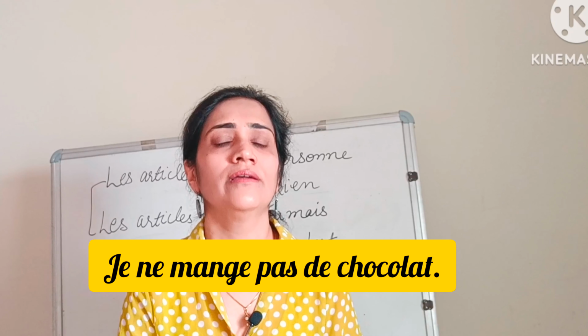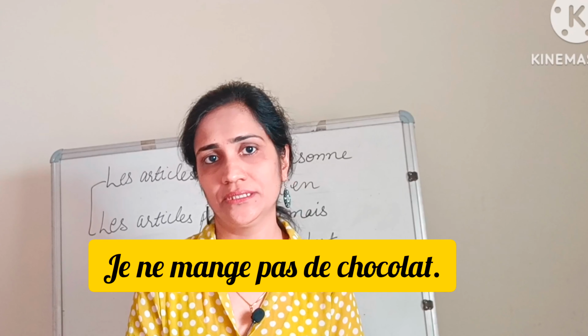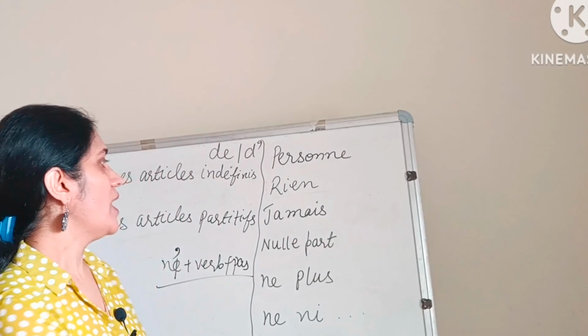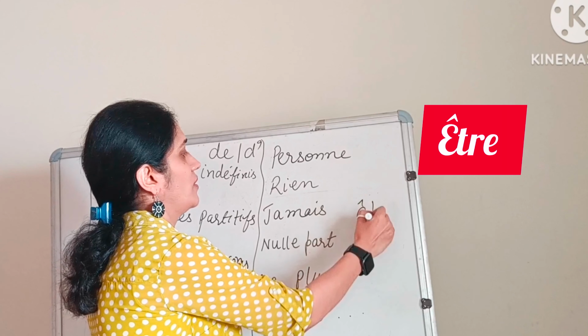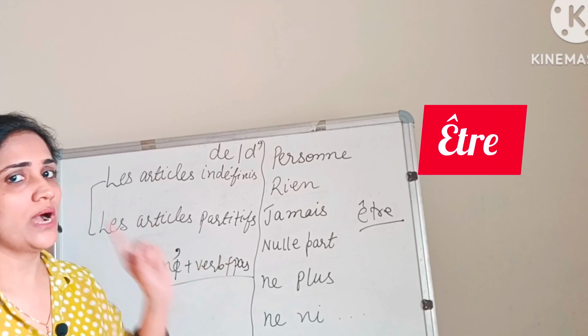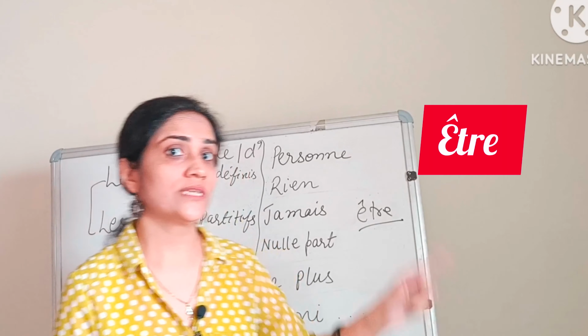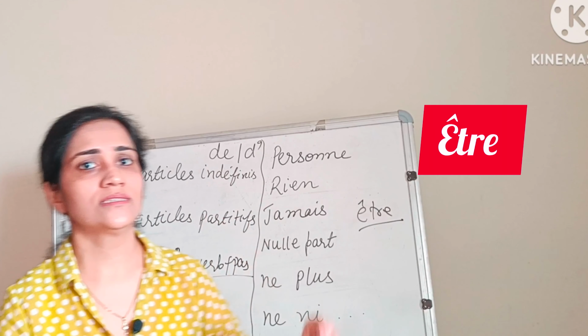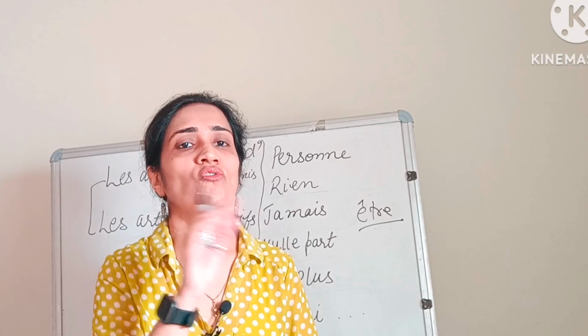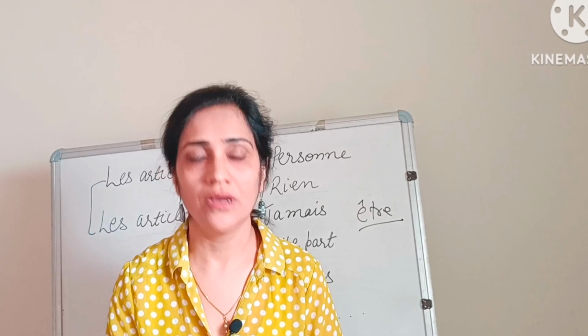Now here an exception occurs. Please note, an exception occurs if you are using the verb être with these two articles. If you are using the verb être with these two articles, then in a negative sentence, such articles will remain the same.